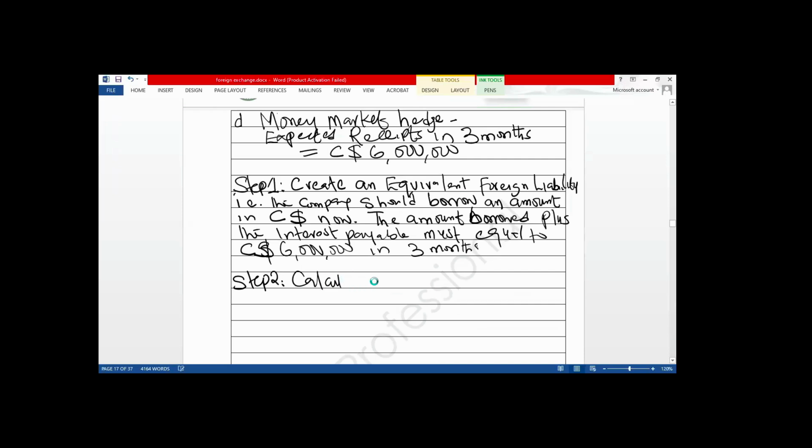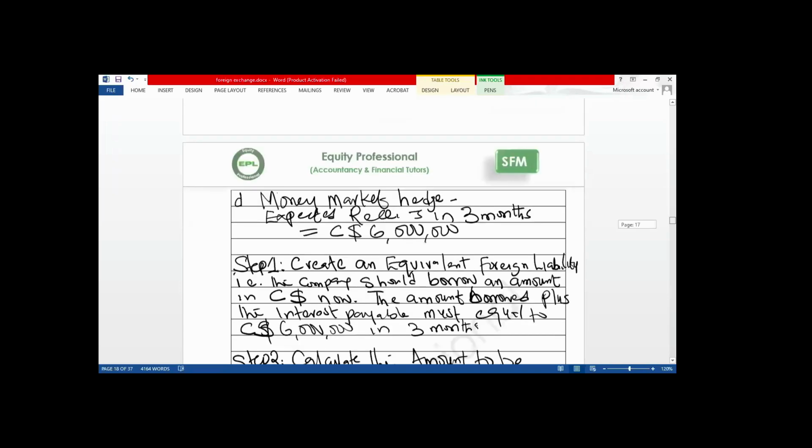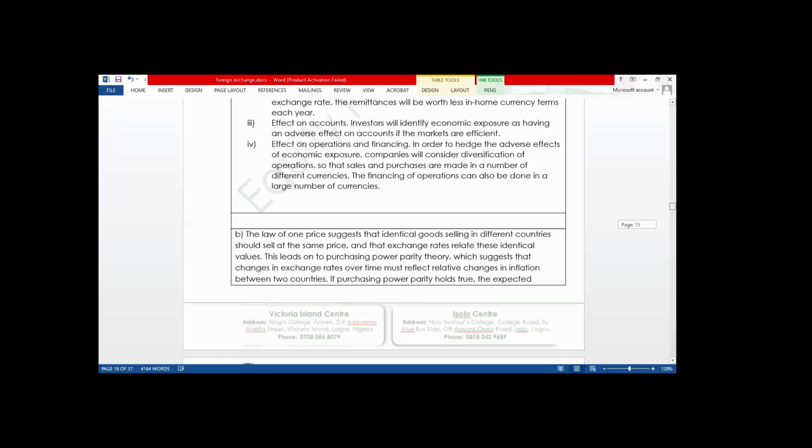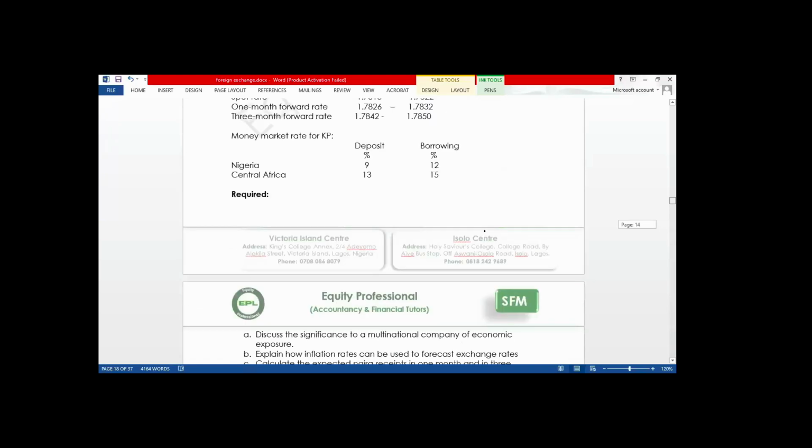Calculate the amount to be borrowed. Now, that will take you to what is the borrowing rate in the Central Africa country. Let's go back to the question. Yeah, we are here. Look at it. Borrowing rate in Central Africa, 15%.